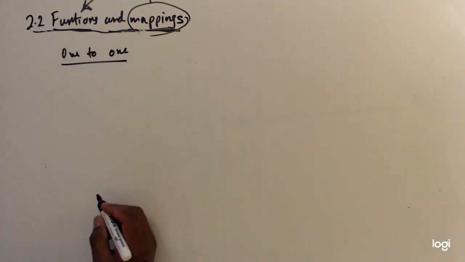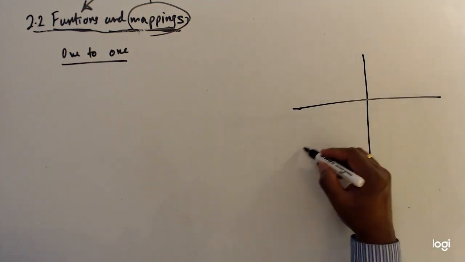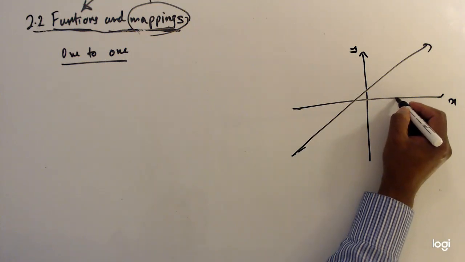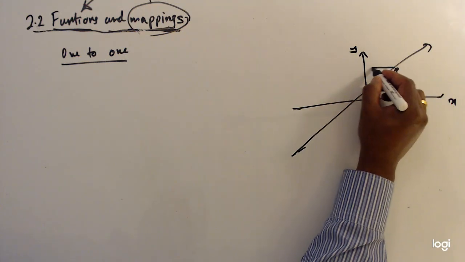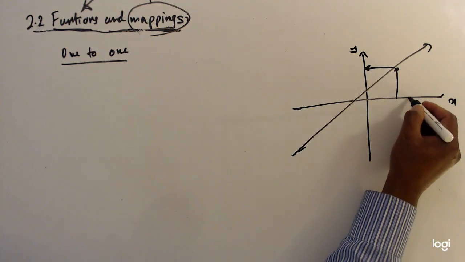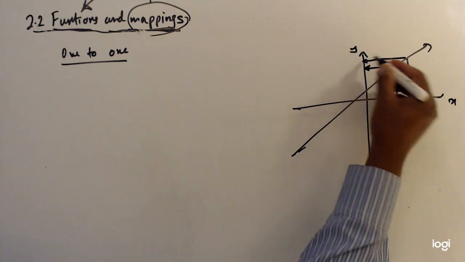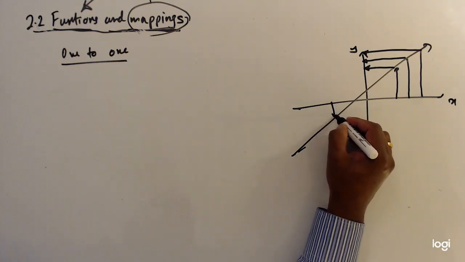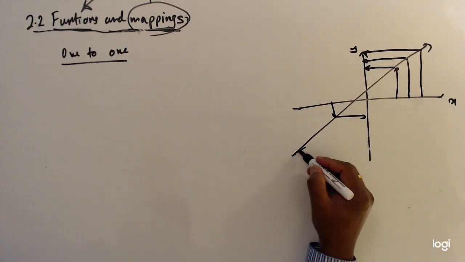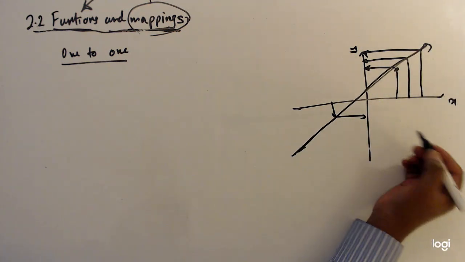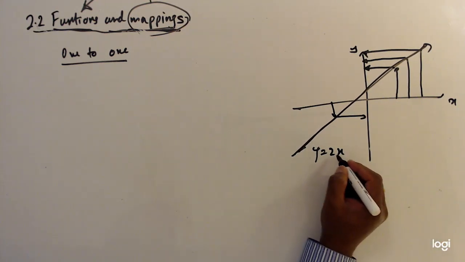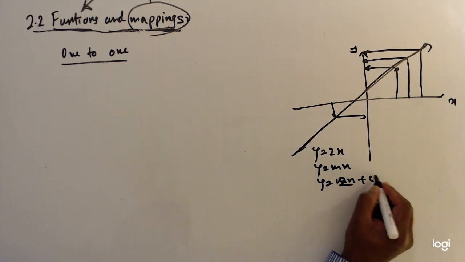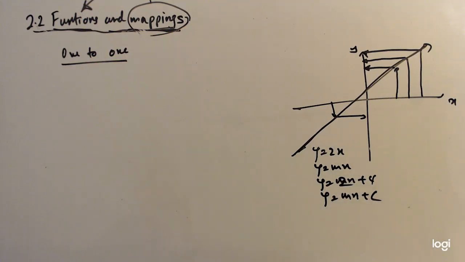Let's discuss an example for one-to-one. X, Y. If you insert one X, you will get one Y out. For each and every X, you have only one Y. So what is the shape? The shape is a line. The equation of a line is y equals 2x, or y equals mx, or y equals 2x plus 4, like the y equals mx plus c form.